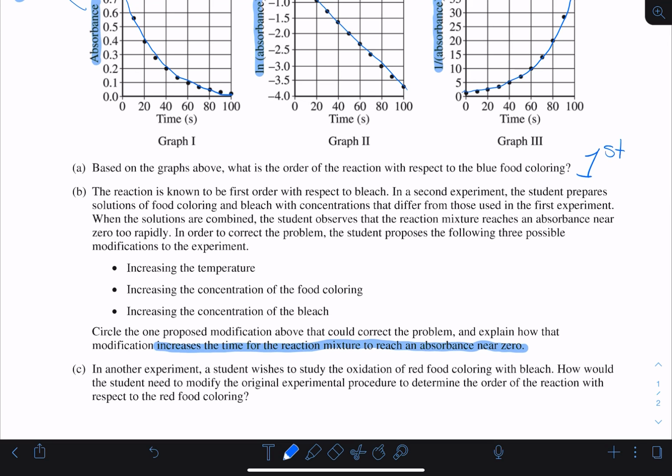So we want something that's going to make it take longer for the absorbance to reach 0. Increasing the temperature generally increases the rate of a reaction, makes it go faster. If we're not changing anything else, making our reaction go faster is going to use up our food dye even faster, making it take less time, not more, for us to get an absorbance near 0, which is the opposite of what we want. Increasing the concentration of food coloring: if we start with more dye to begin with, it's going to take longer to use up if everything else is being held constant. So this is the correct choice.